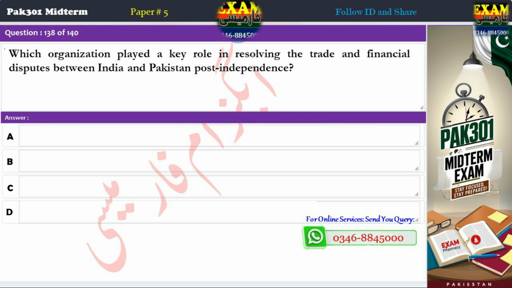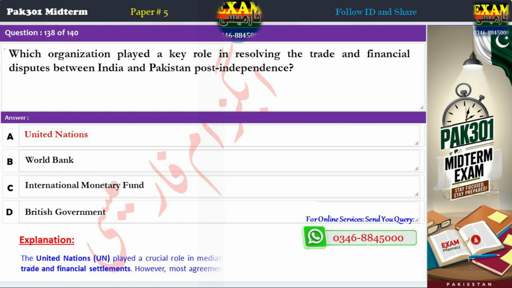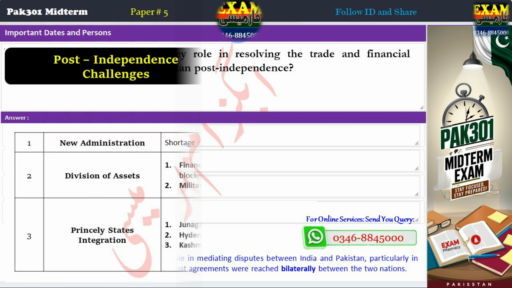Question 138. Which organization played a key role in resolving the trade and financial disputes between India and Pakistan post-independence? A. United Nations. B. World Bank. C. International Monetary Fund. D. British government. Correct answer: A. United Nations. Explanation: The United Nations, UN, played a crucial role in mediating disputes between India and Pakistan.